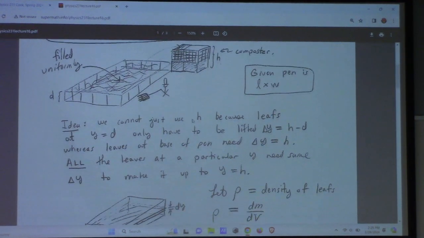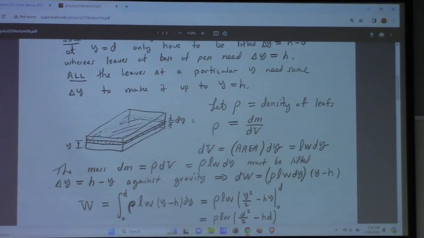And so what I decided to set this up as is to calculate the density of leaves. Mass per unit volume is density. And so the dV here is the area times dy. So the area times dy gives me the volume of this infinitesimal thickness slice, this sandwich, if you will, or slice of leaves. Length times width times dy is the infinitesimal volume. The mass would be the density times the volume, which in this case would be rho L W dy. It has to be lifted a delta y of h minus y against gravity.